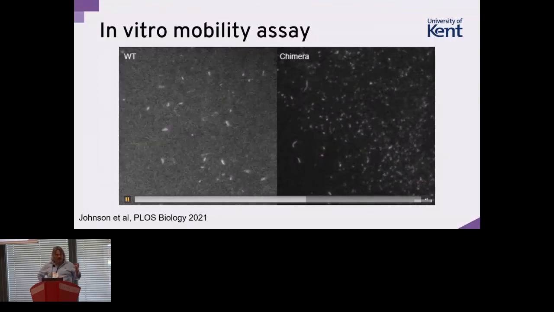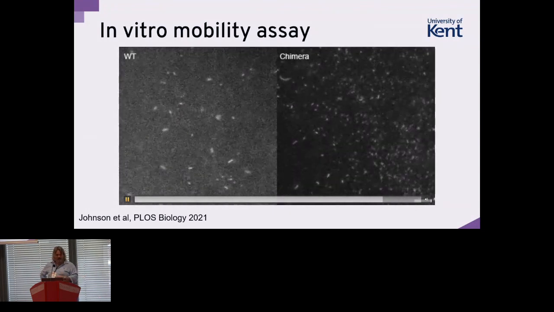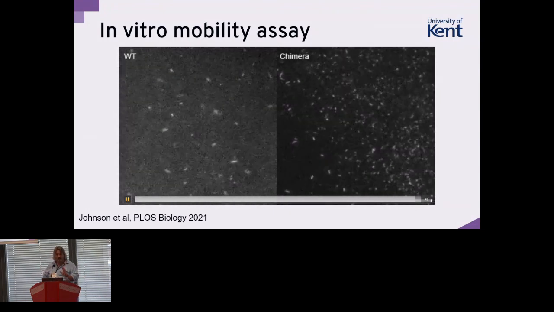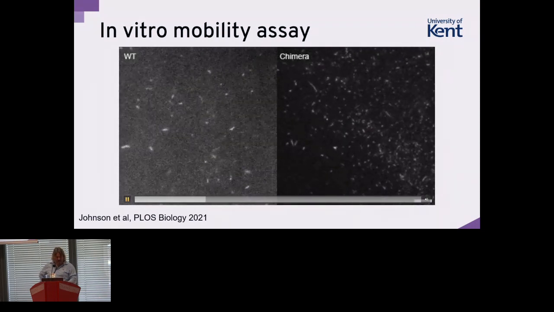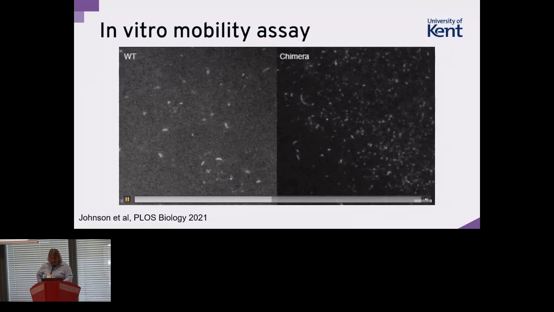Now, the chimera, if it's more like the rat, it should be moving faster than the human, which is what I think we see here, which is a nice first result.